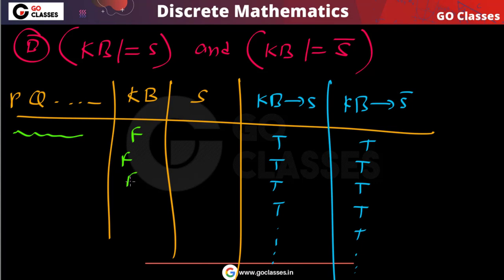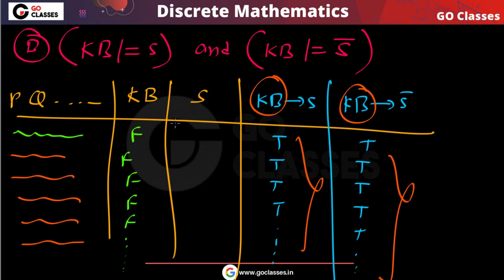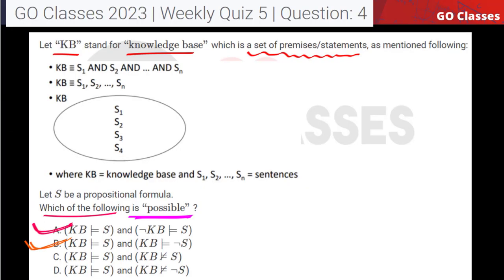So the knowledge base must be false. The knowledge base must be a contradiction. Now is there any problem? There is no problem, because for every row in the truth table, the knowledge base is false. So automatically, because the antecedent is false, this is also true for every row in the truth table. So this is also a tautology, and I can say option B is definitely possible.